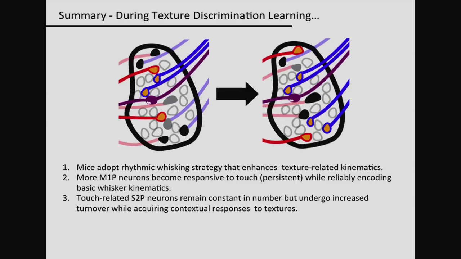Next slide. To summarize, what we see during learning is that mice adopt a rhythmic whisking strategy to solve this particular texture discrimination task, and this enhances texture-related kinematics. M1 projecting neurons become more responsive to touch. They reliably encode basic whisker kinematic features across the learning period. S2 projecting neurons represent touch. Their numbers are constant, but they undergo increased turnover, and at the same time, they acquire more contextual responses to the texture itself. Next slide.